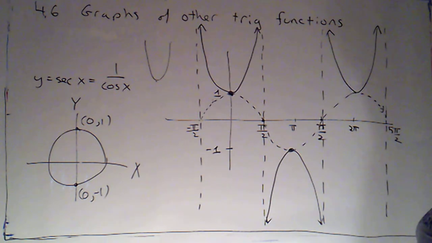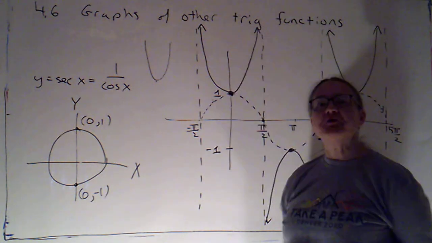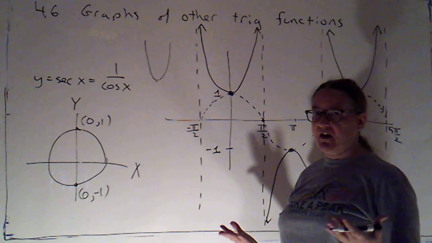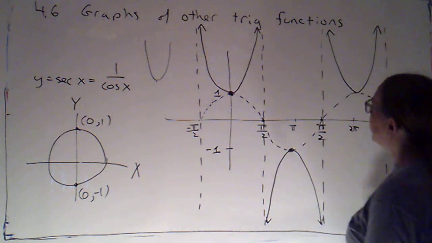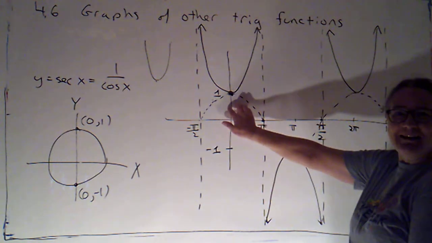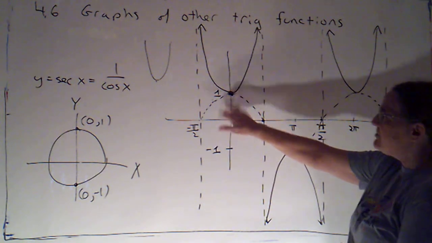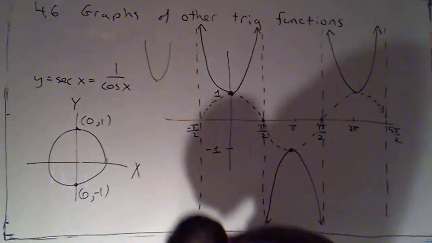Okay. Kind of cool. I like to refer to this as flipping the bumps. So you draw your graph of cosine. Wherever cosine is 0, you draw in your asymptotes, and then you flip the bumps. You've got a bump in between each consecutive pair of asymptotes, and you just flip it. Okay? And that gives you your graph of secant.